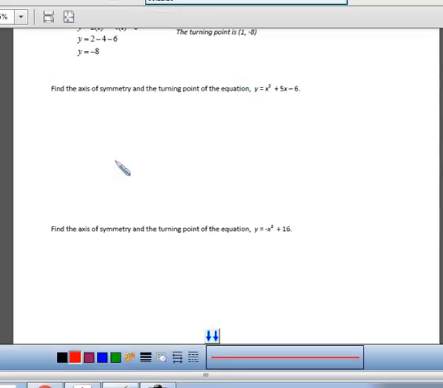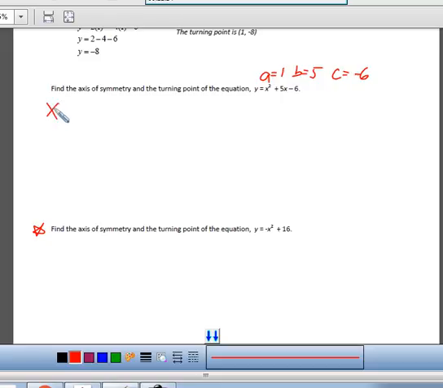So I'm going to do one example. I'll have you do this one on your own. Again, identify a, b, and c. The coefficient of x squared is 1. The coefficient of x is 5. And the constant is negative 6. We're not going to need that except for when we find our turning point.